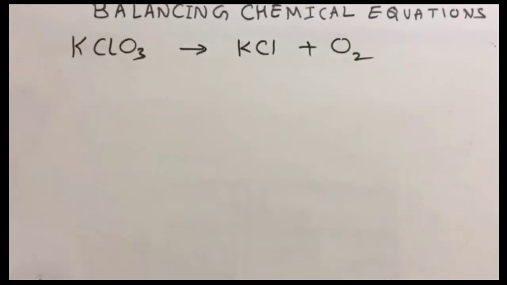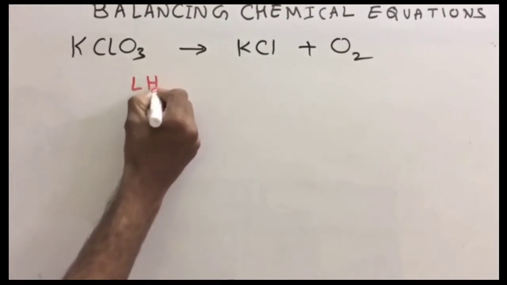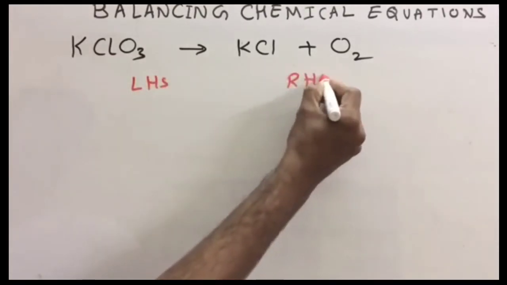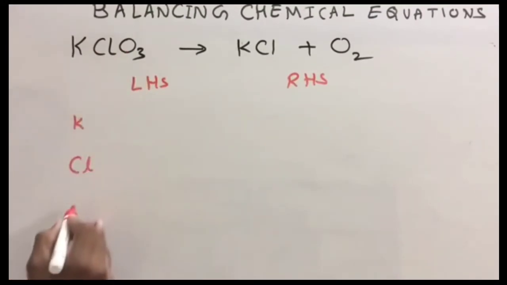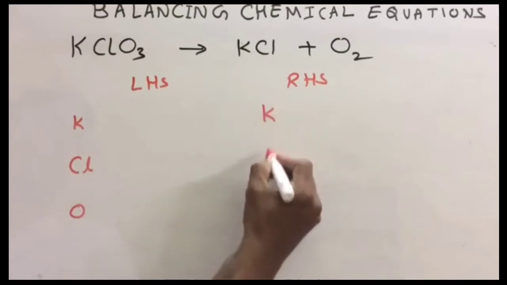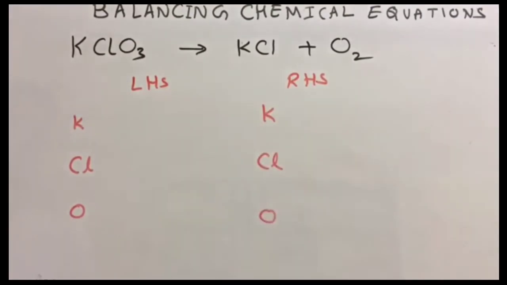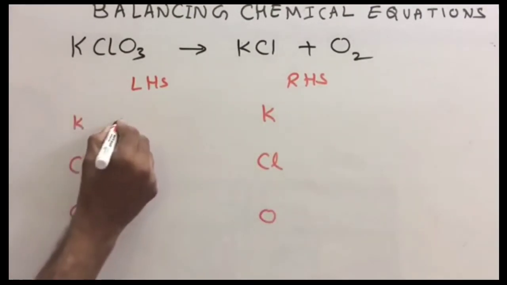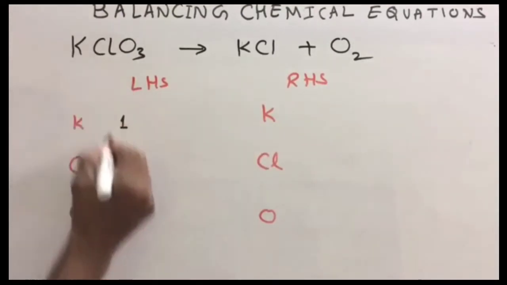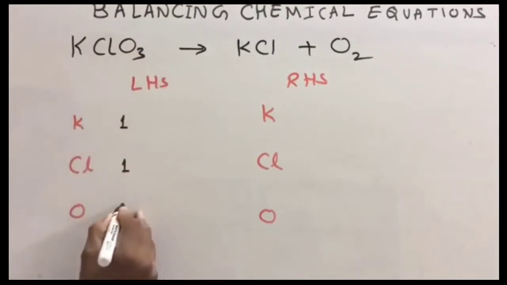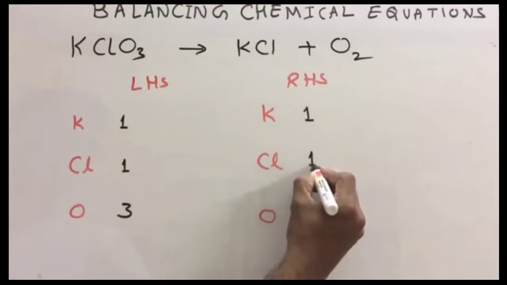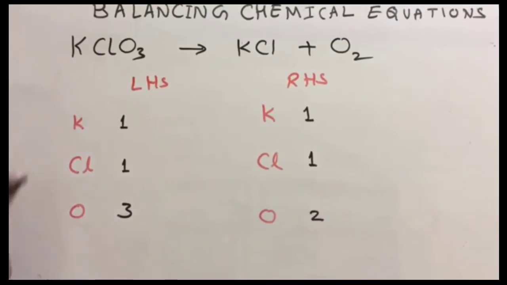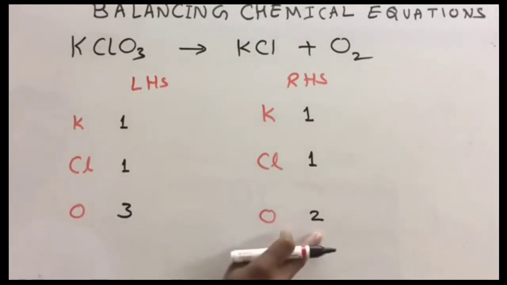Let us balance one more equation. Write LHS, RHS: potassium, and then chlorine, and then oxygen. Same elements. Number of potassium on LHS 1, and chlorine is also 1, oxygen 3. Here on RHS potassium 1, chlorine 1, oxygen 2. Potassium and chlorine are balanced. Now check with oxygen. Here 3, here 2.